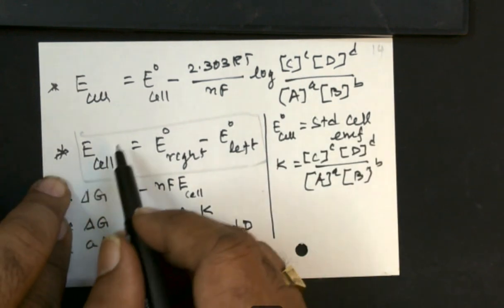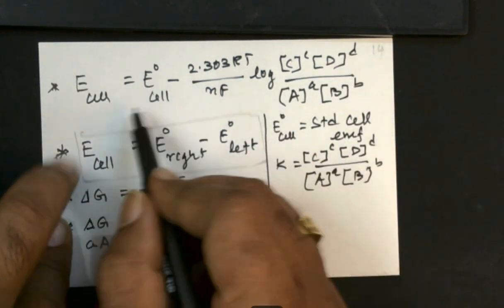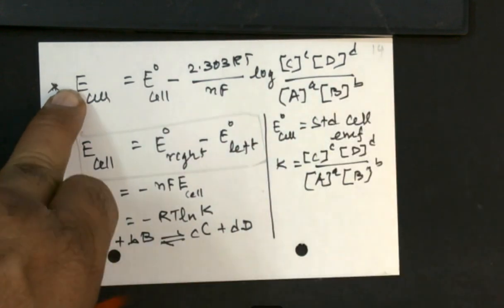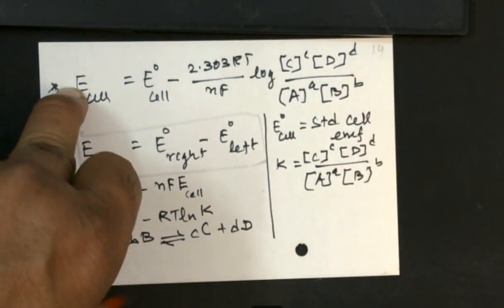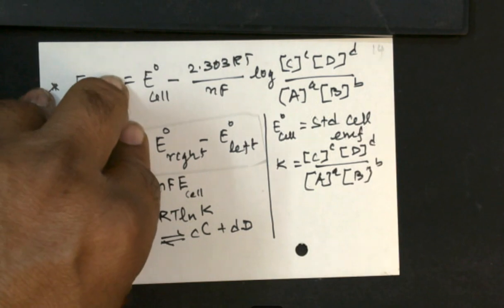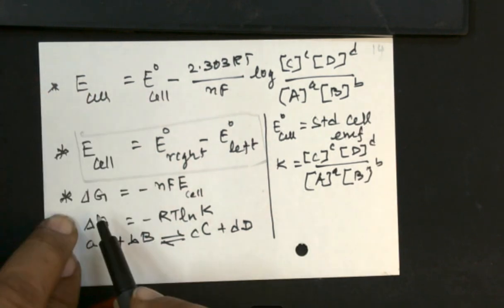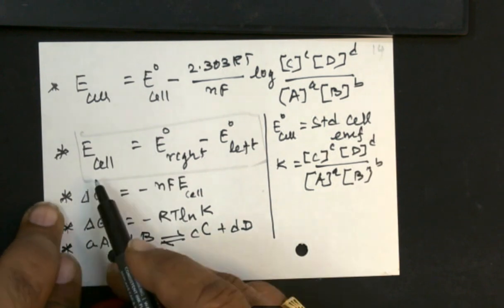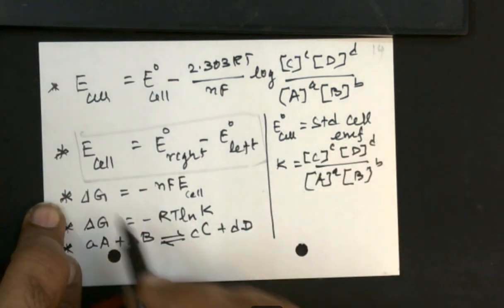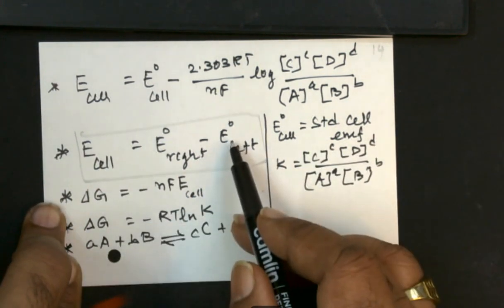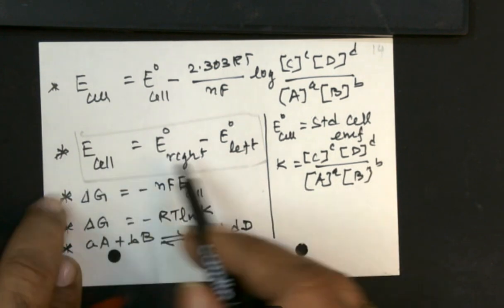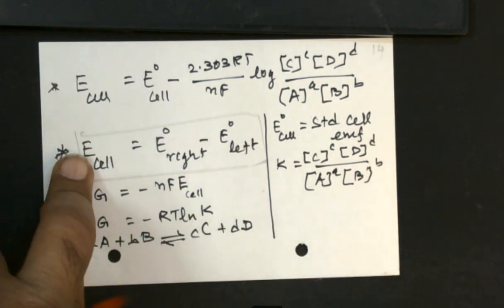So this is the E cell. This is the Nernst equation for cell EMF. What about the previous one? That is the Nernst equation for electrode potential. This is for cell EMF, and here delta G. Now how were we able to get this? I was talking about this already. We can also calculate based on the cell construction.